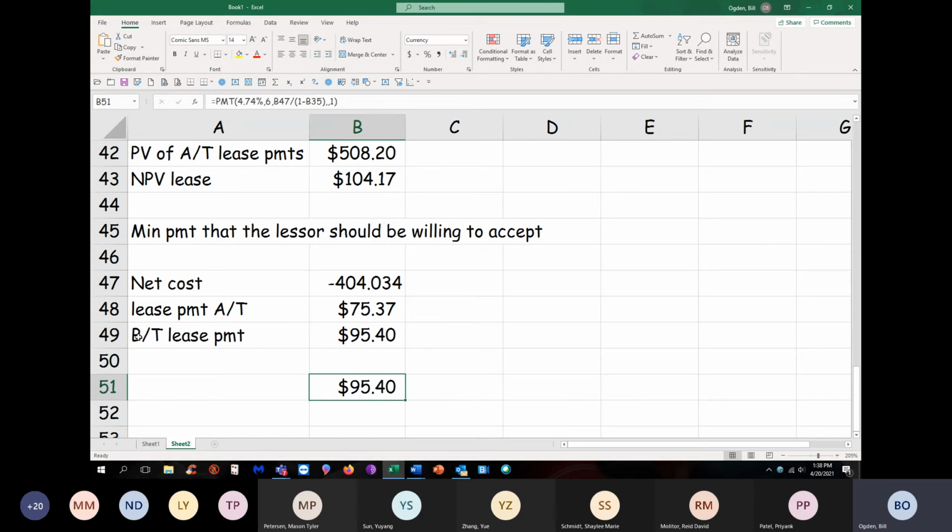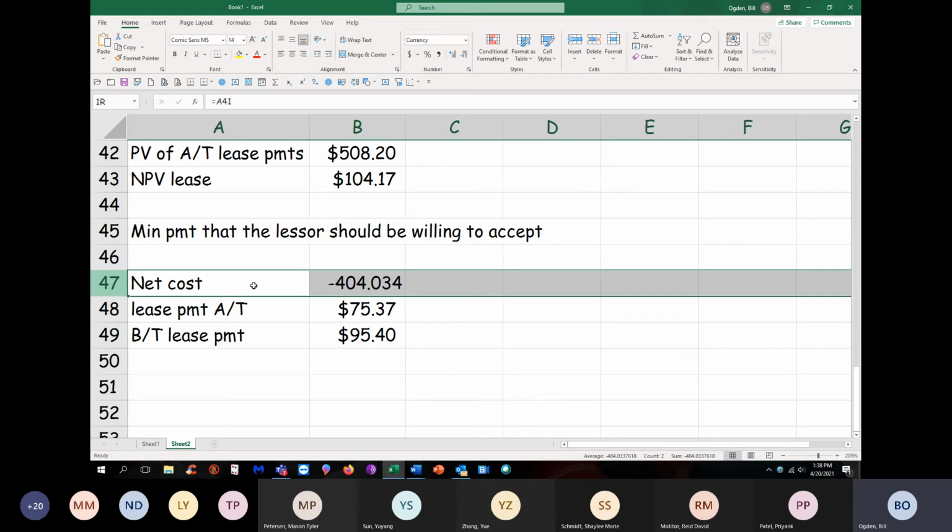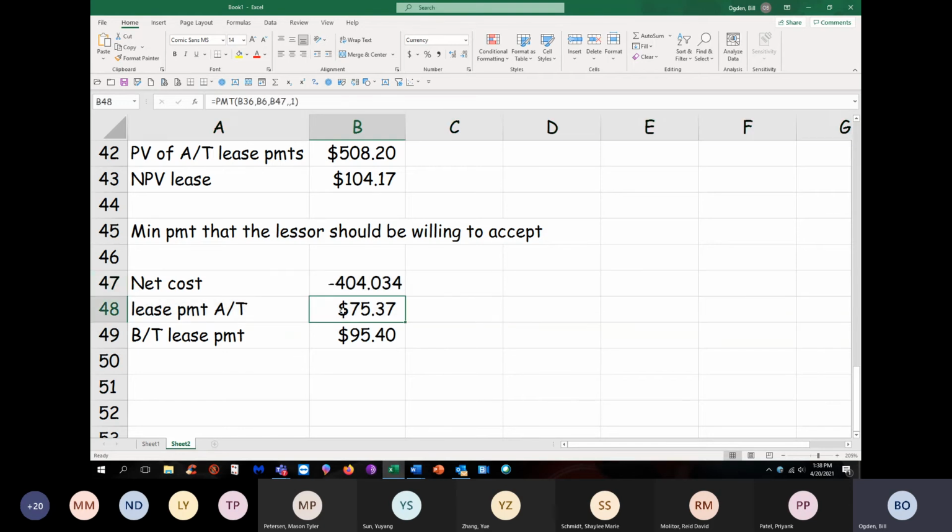The reason I tend to do it this way is simply because all of our analysis is on an after-tax basis. So I'd rather take the payment that I need on an after-tax basis and then flip it to before tax, rather than flip this number before tax. But either way is mathematically equivalent.